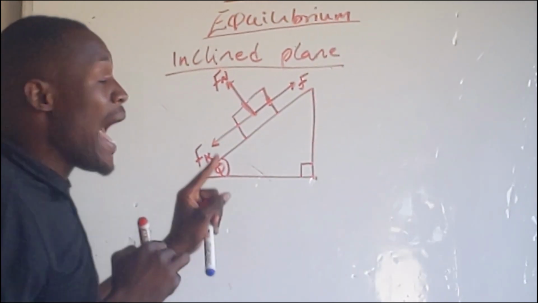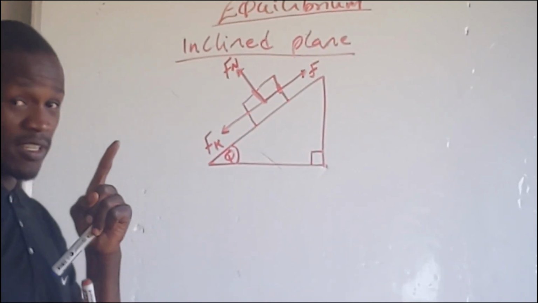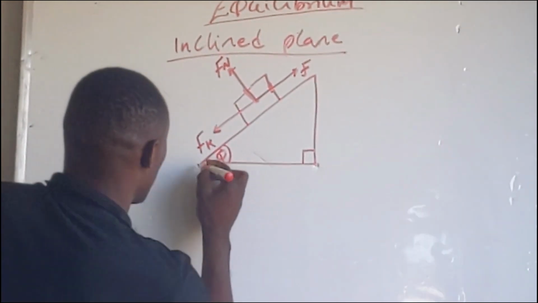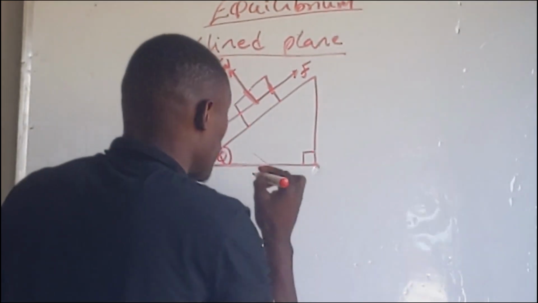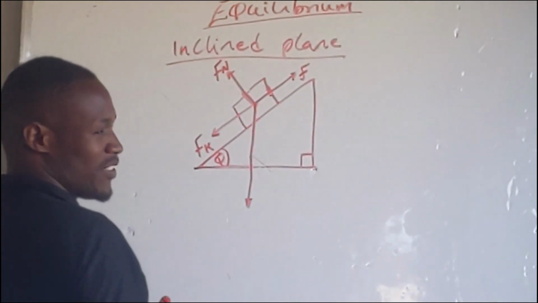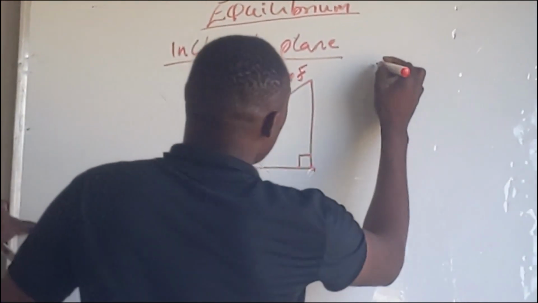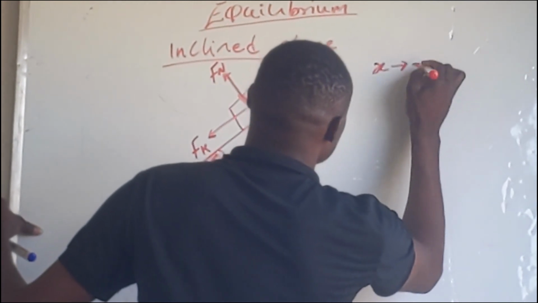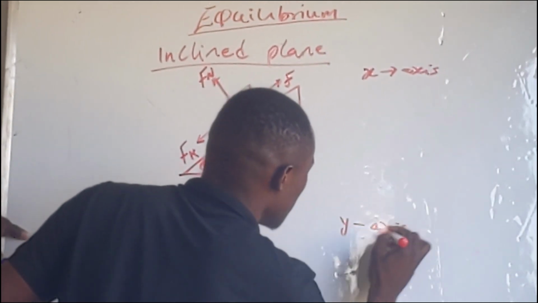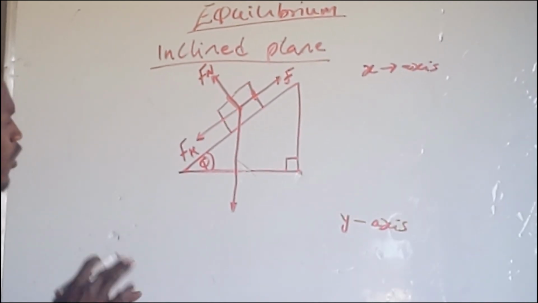Apart from that, remember, we have another force which is weight. Weight is always perpendicular to the surface of the ground, and this is our ground. Therefore, weight will always be pulling in this direction. Now, remember that our interest is always to find the forces in the x-axis and y-axis. That is our interest, no matter whatever we have. So, this is what you have.